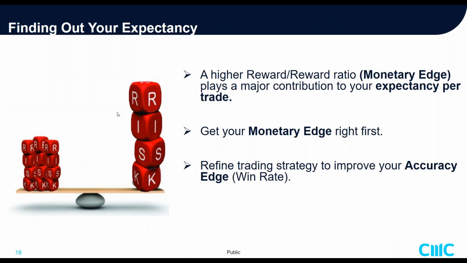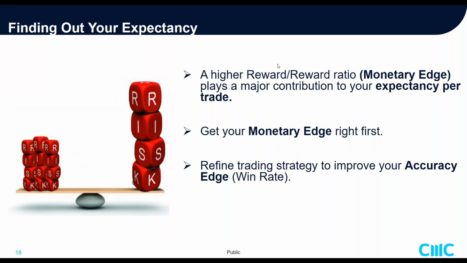All right. So the key thing based on the table is that the first thing to keep this positive expectancy is to find trade setups with a higher reward risk ratio. That means the monetary edge, which plays a major contribution to the expectancy per trade. Once you get the monetary edge right, hunt for a decent reward risk ratio of more than 1. Then it's easier to achieve positive expectancy based on the table I shared earlier. The next step to enhance your positive expectancy is to improve your accuracy edge, that means the win rate of that trading strategy.